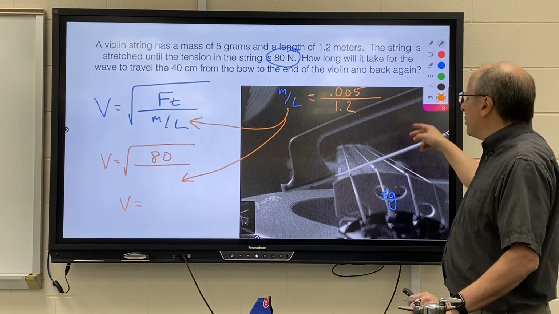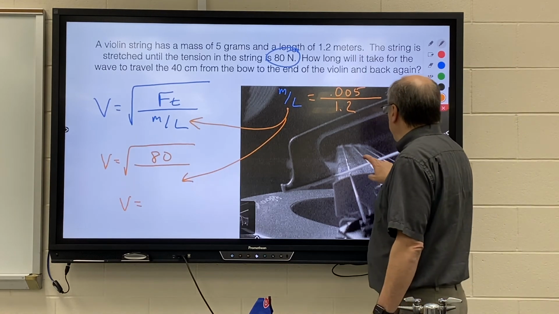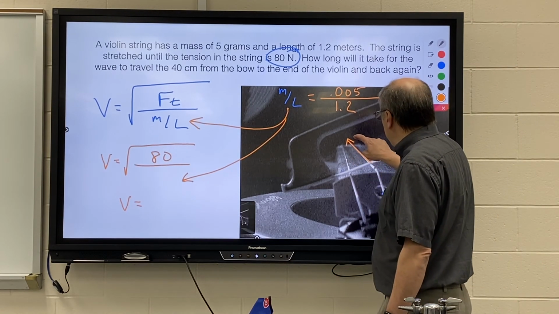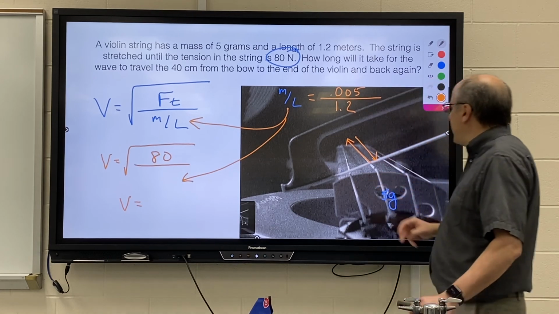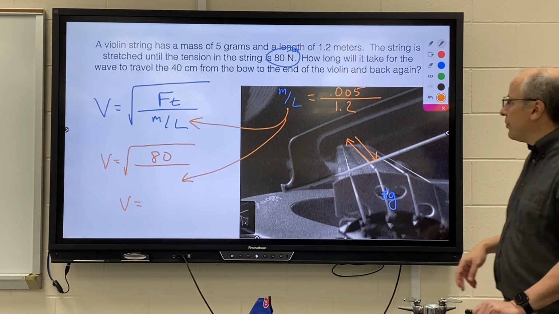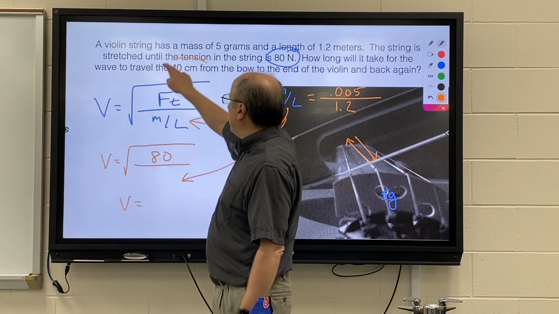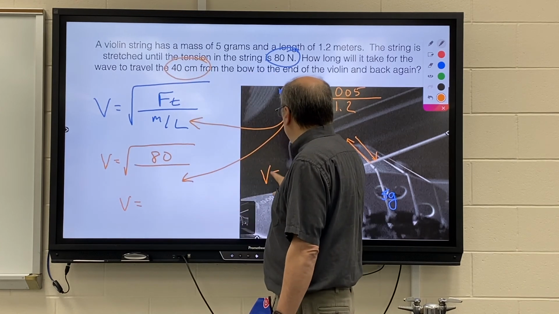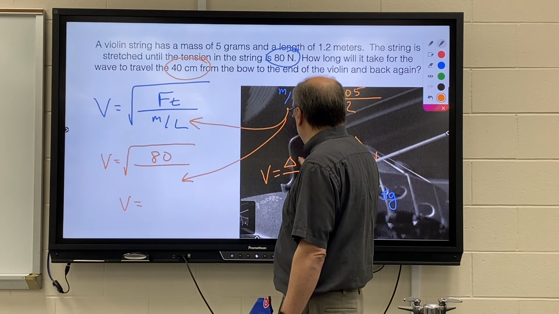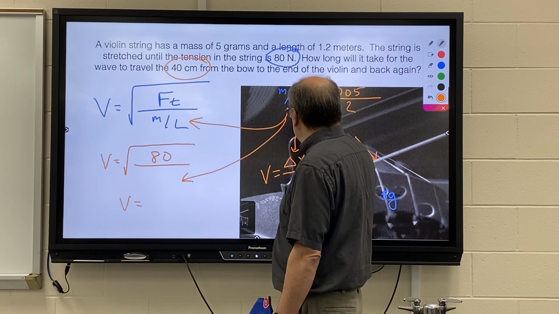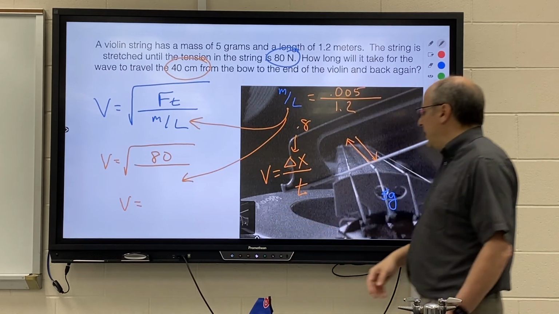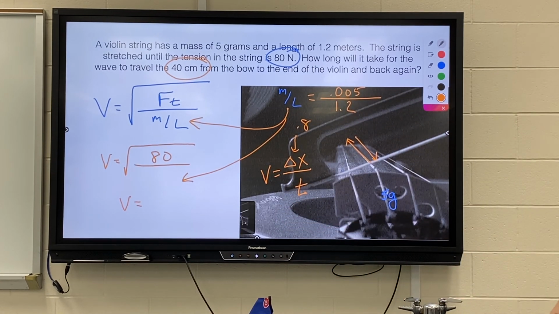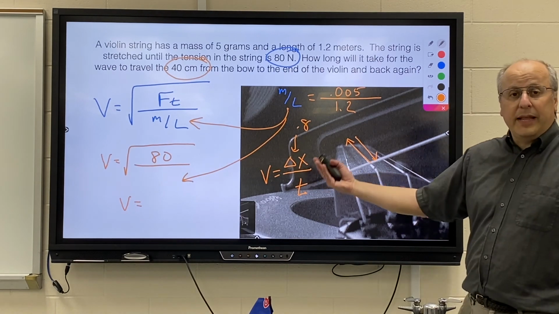We want to know how long it's going to take to travel from here to the end of the board and back again. That's going to be a round trip distance of 80 centimeters. So once you have your velocity, put in 0.8 and solve for time. How much time does it take the wave to travel from one end to the other?